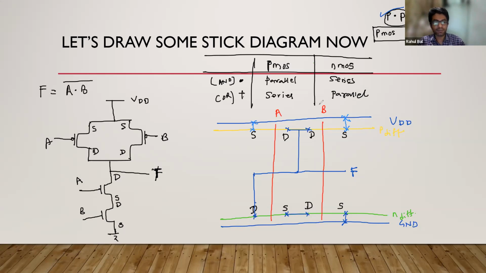First, we will implement the CMOS inverter, and then we will implement this, because that circuit we have seen earlier. So first, we will implement the CMOS inverter.